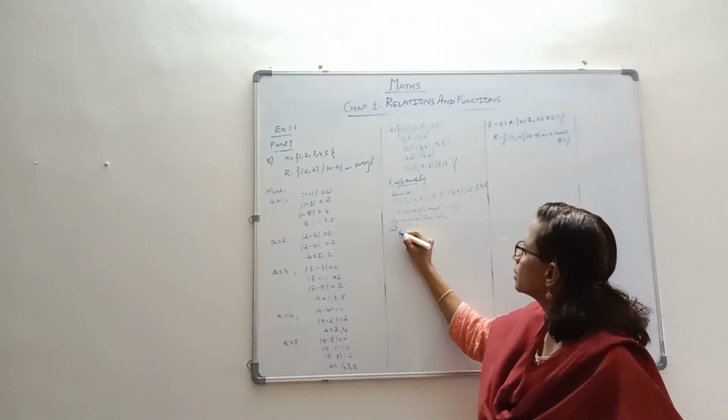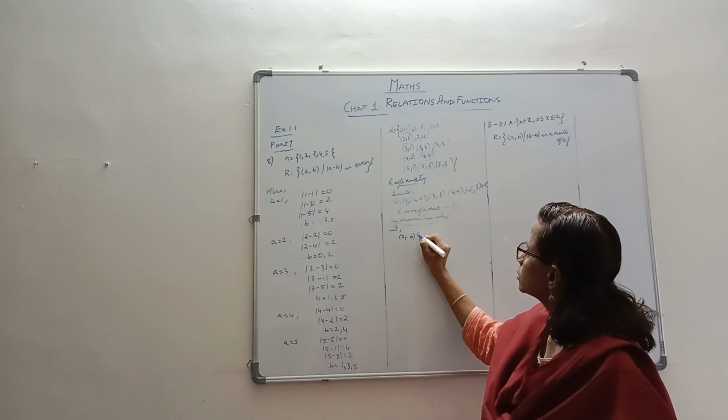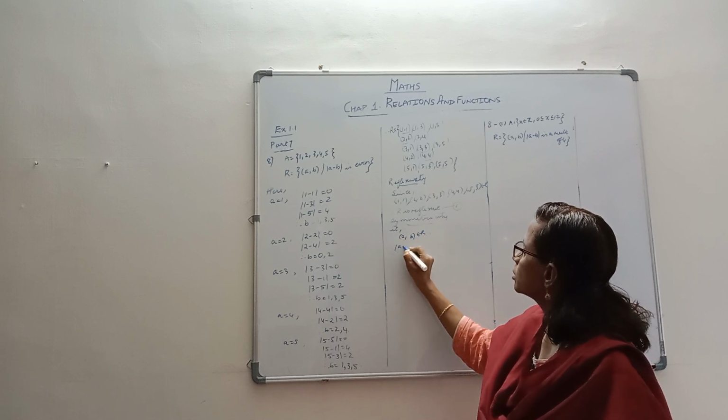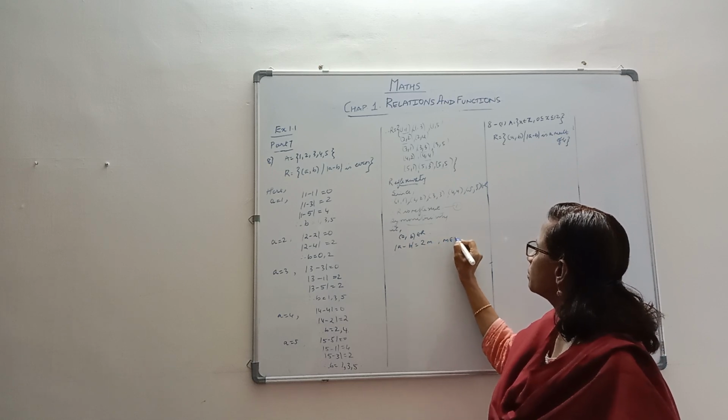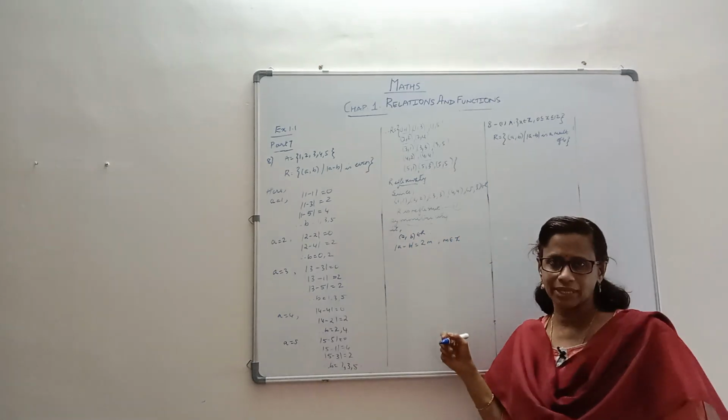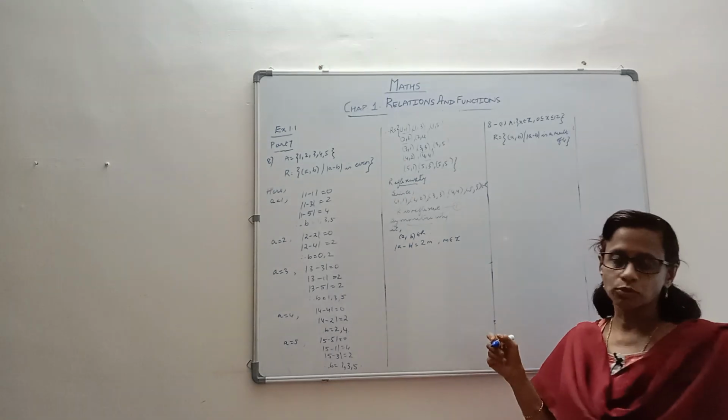(A, B) belongs to R. So what is the meaning? That modulus of A minus B is some 2m, where m is some integer. Why? Because it's an even number, means it's 2 into something, that we know. So therefore it's some 2m probably.